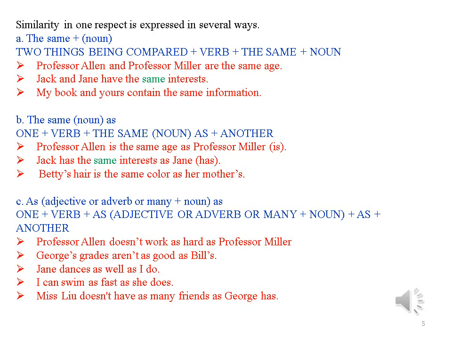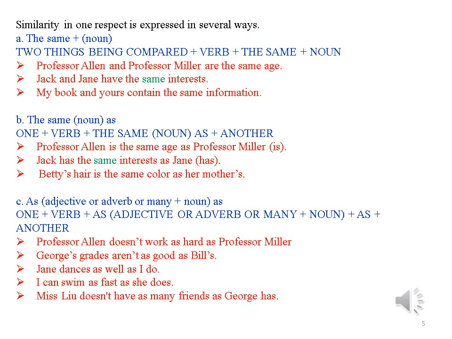B, the same noun as. One plus verb plus the same noun as plus another. Example, Professor Allen is the same age as Professor Miller is. Example, Jack has the same interests as Jane has. Example, Betty's hair is the same color as her mother's.